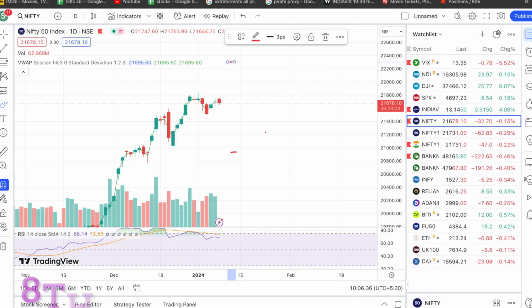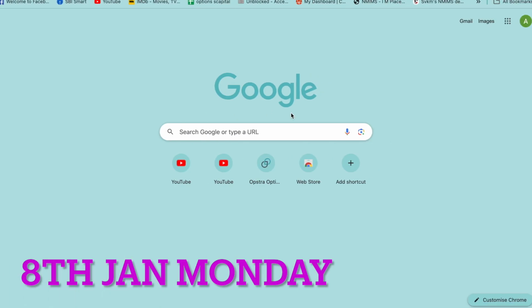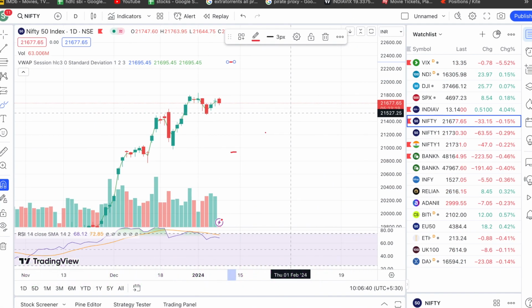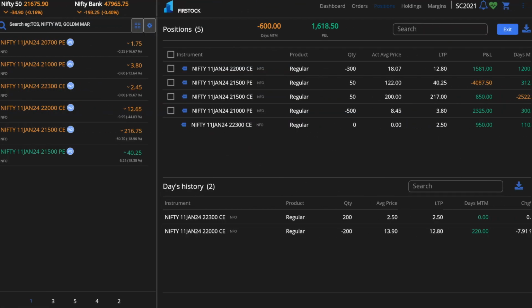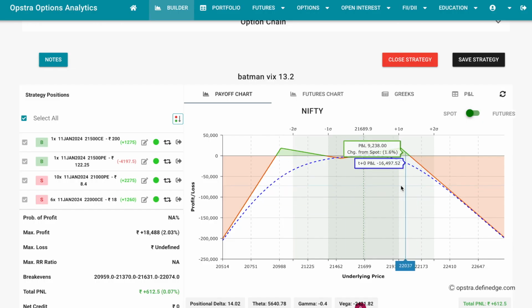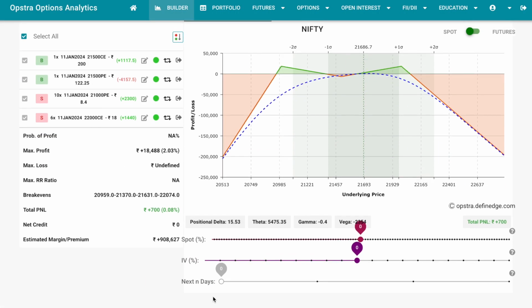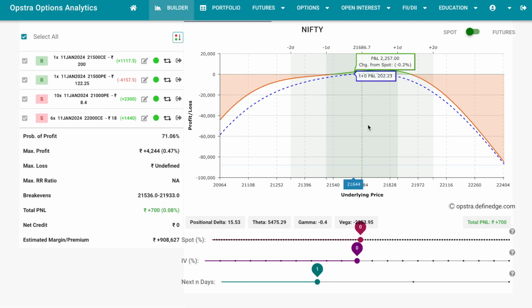I'm sorry, we are still on Monday, 8th of Jan. It is 10:06 a.m. We had adjusted the strategy slightly and increased the risk from the positive side. And when I reload and check, even the next day will still be positive.